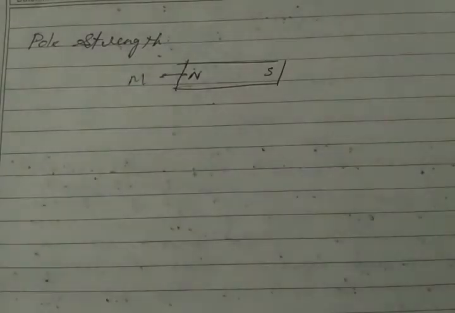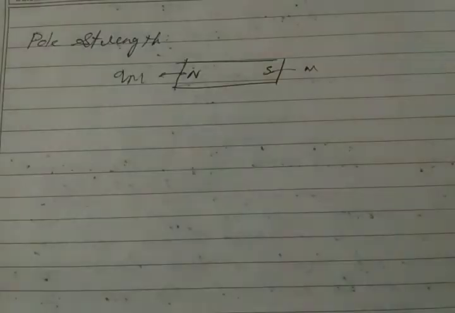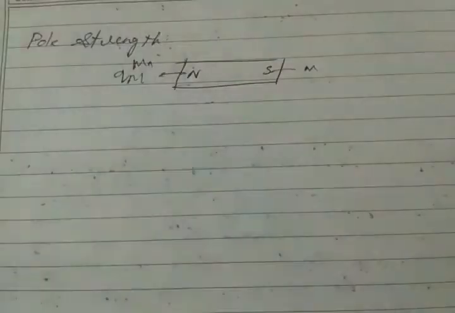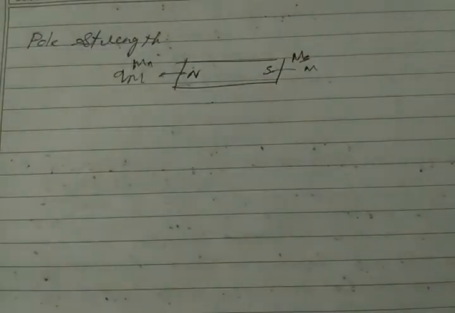In this magnet, we have a north pole and a south pole. This north pole has some pole strength which is denoted as M, and the south pole has some pole strength which is also denoted as M. Or we can say QM, the magnetic charge, the pole strength of the magnetic charge, or we can say MN, the pole strength of the north pole, and MS, the pole strength of the south pole.